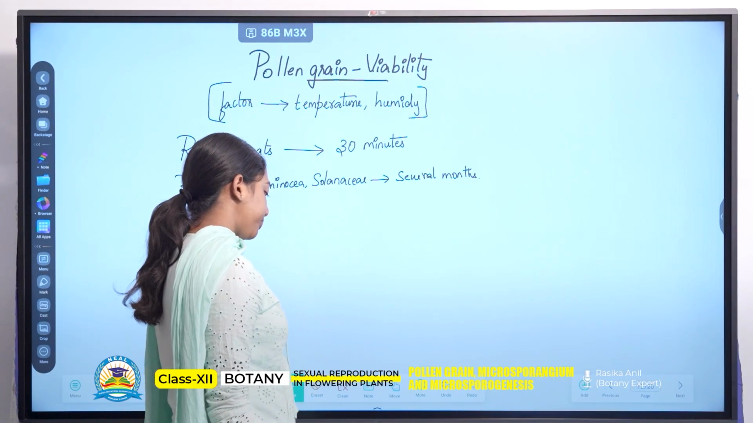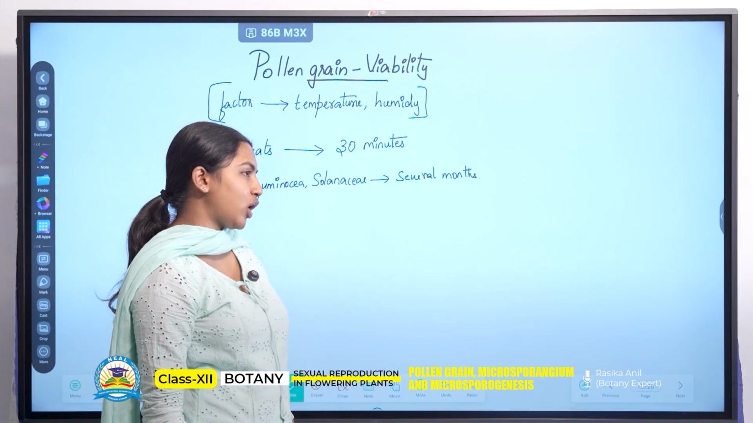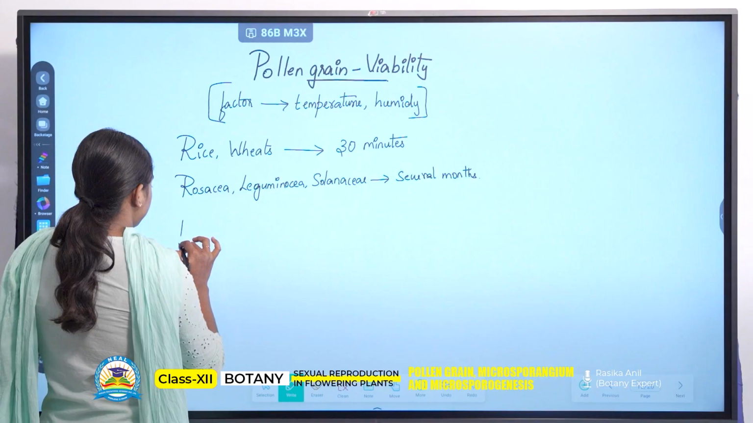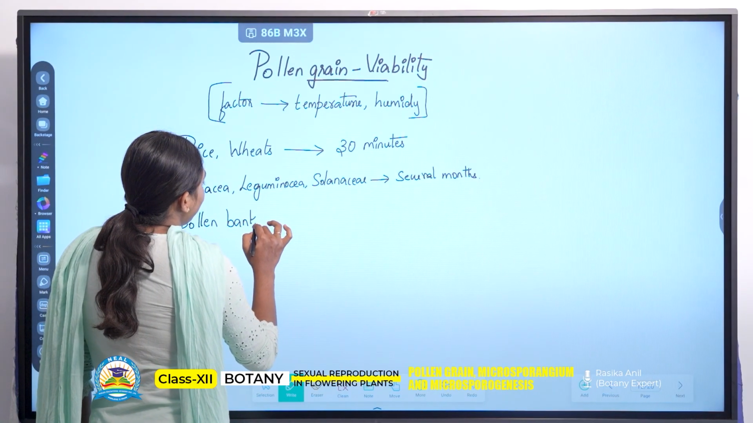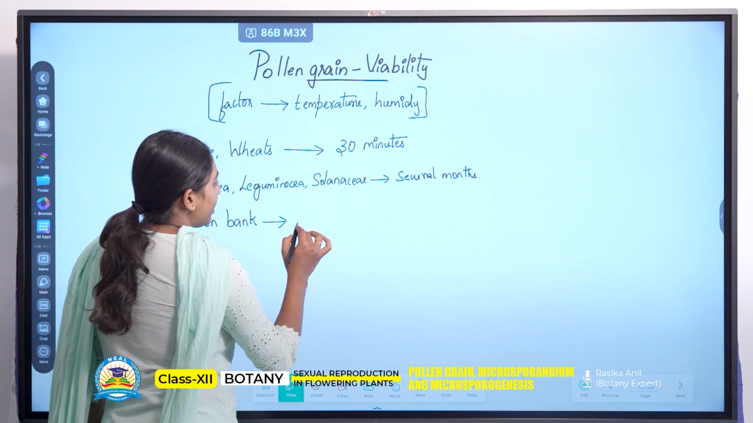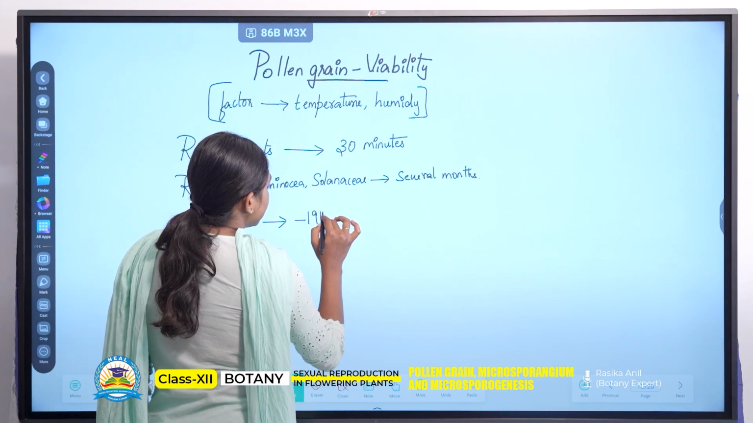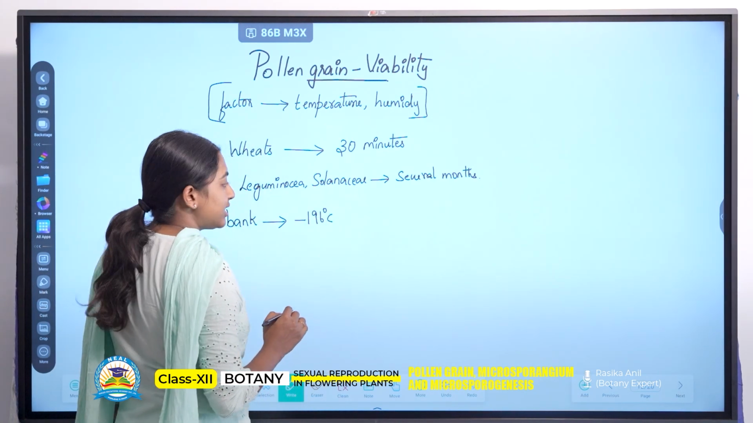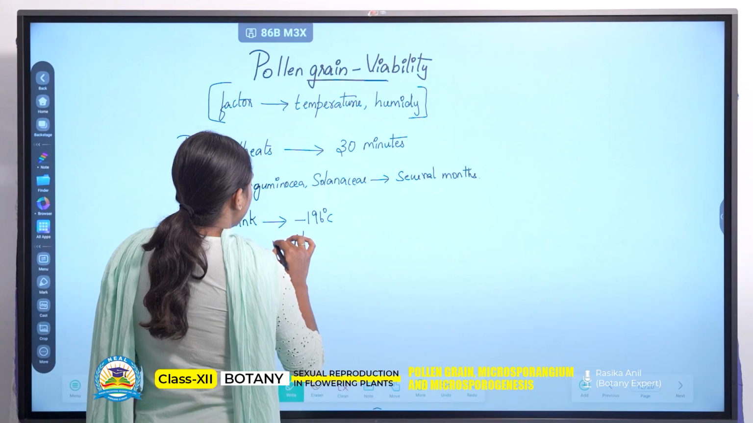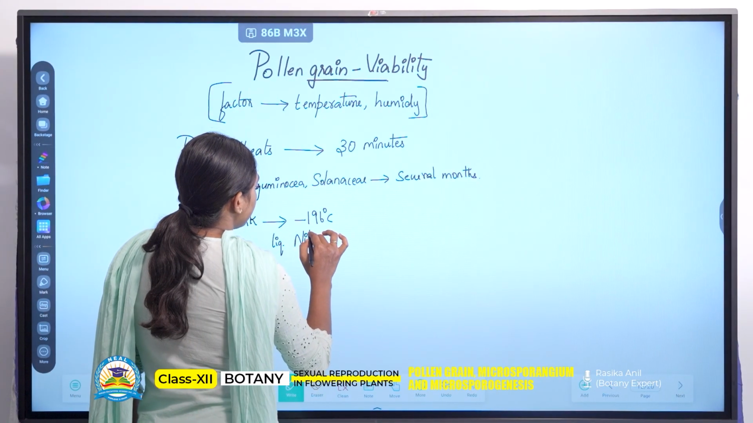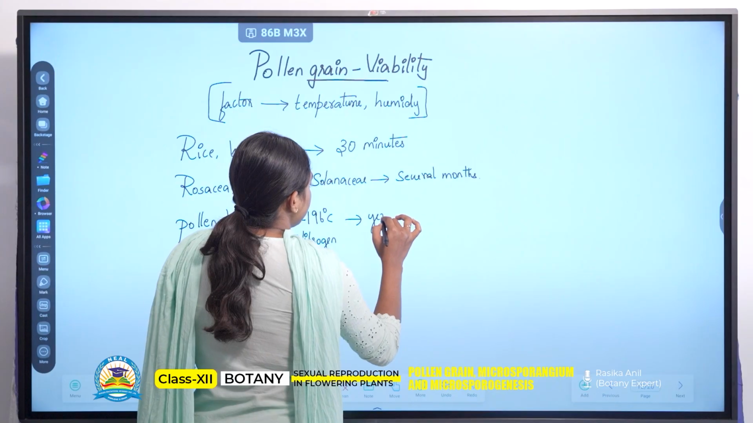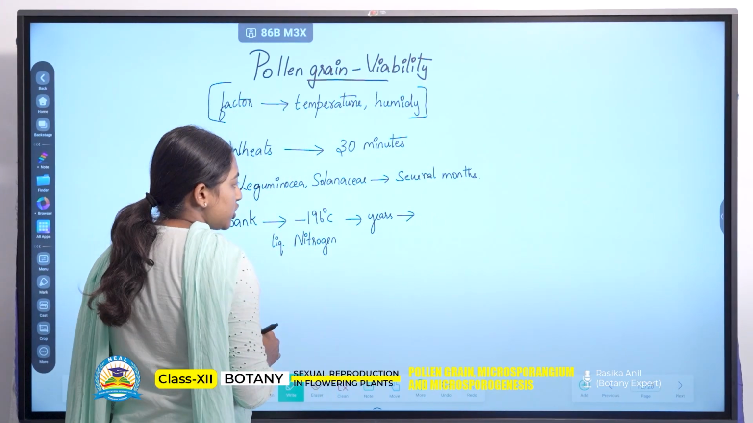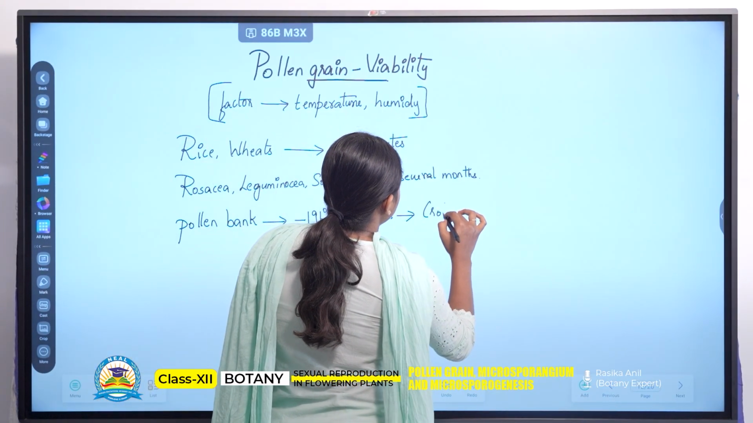Then you also have something called a pollen bank. A pollen bank is a place wherein you store pollen grains at minus 196 degrees Celsius in liquid nitrogen, right? And this can be for years. And you know for what this is used? This is used for crop breeding programs.